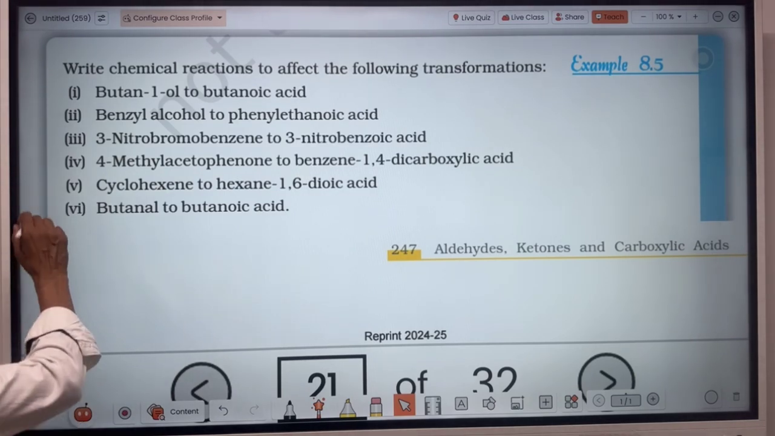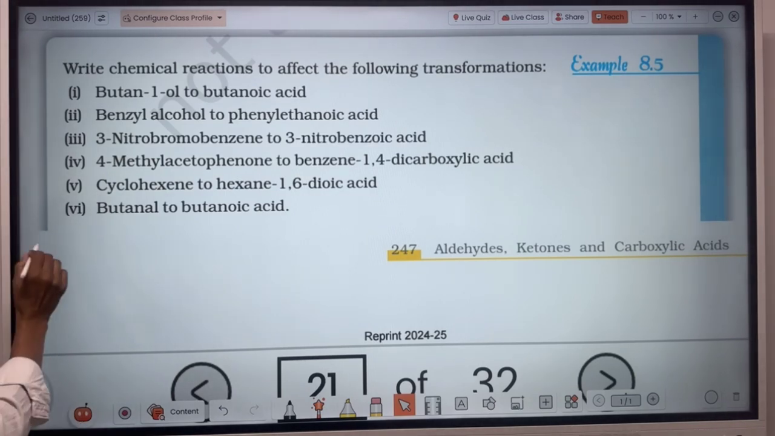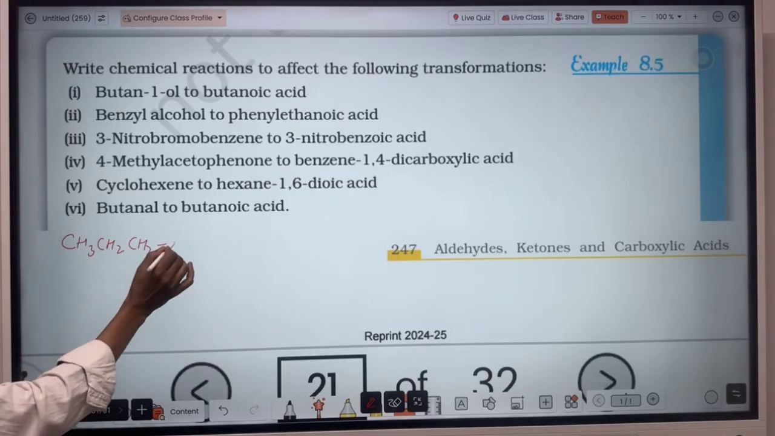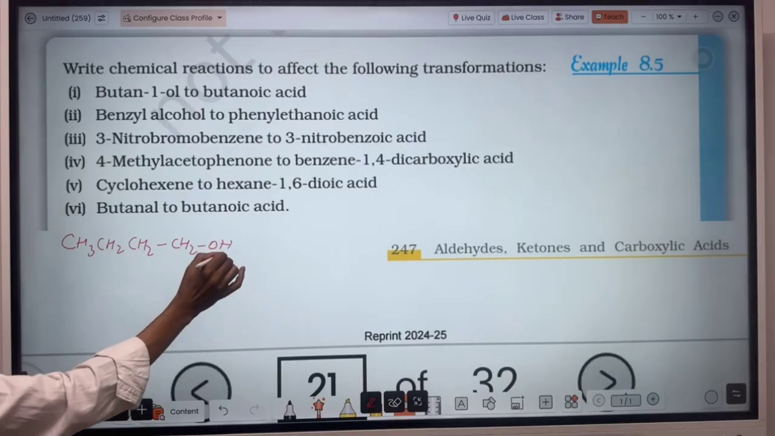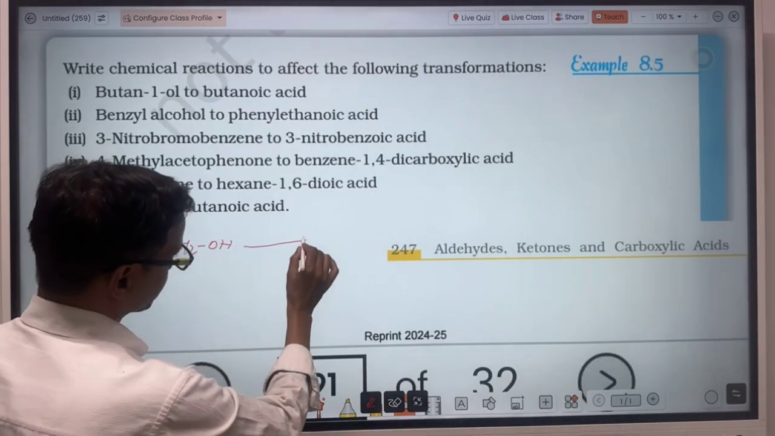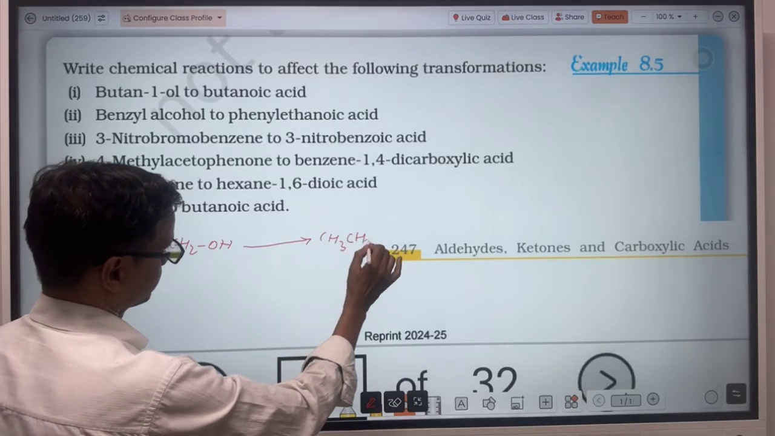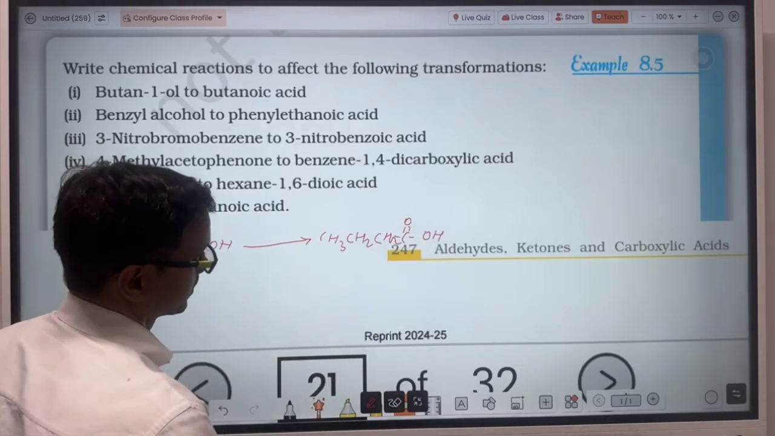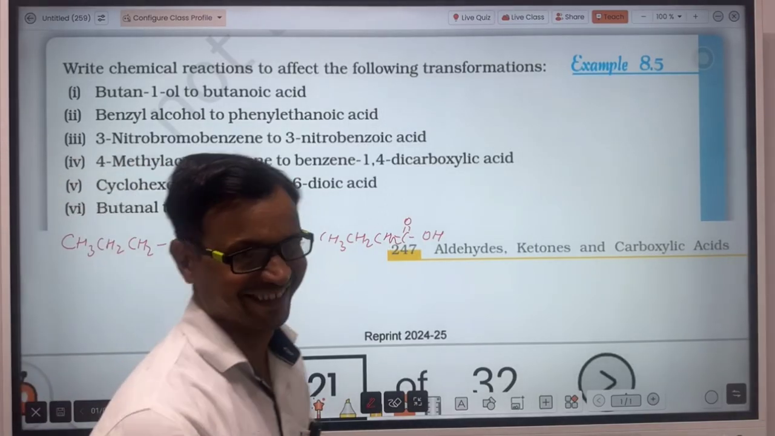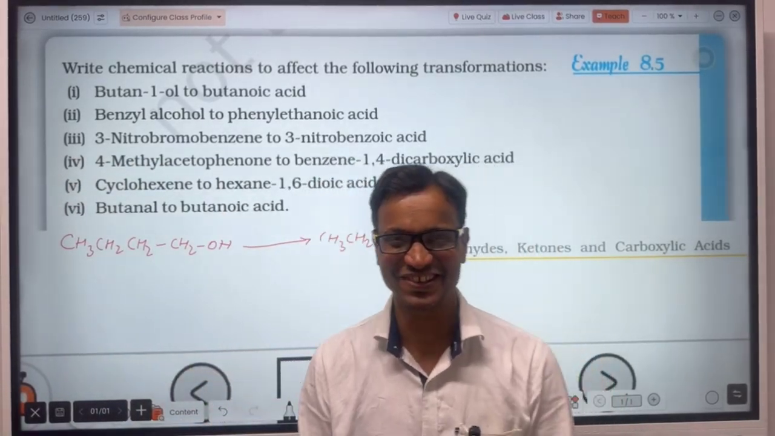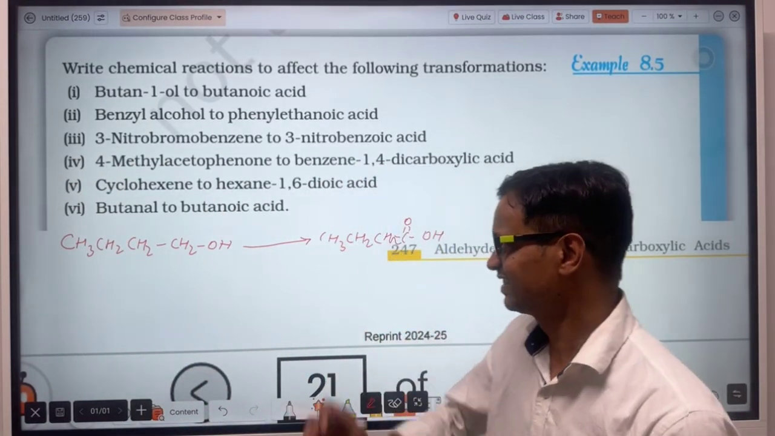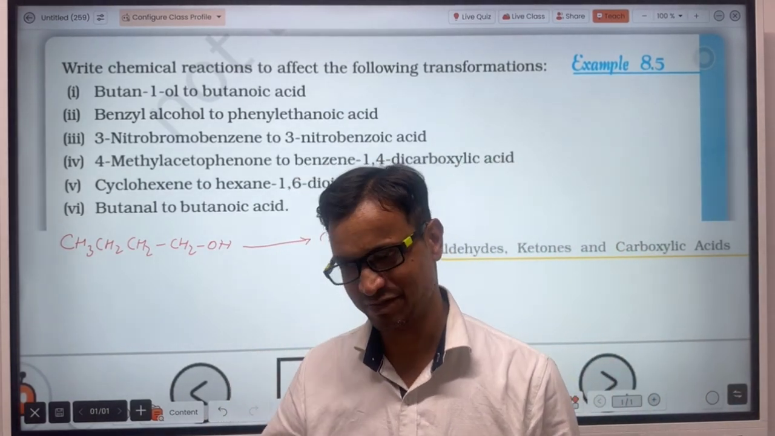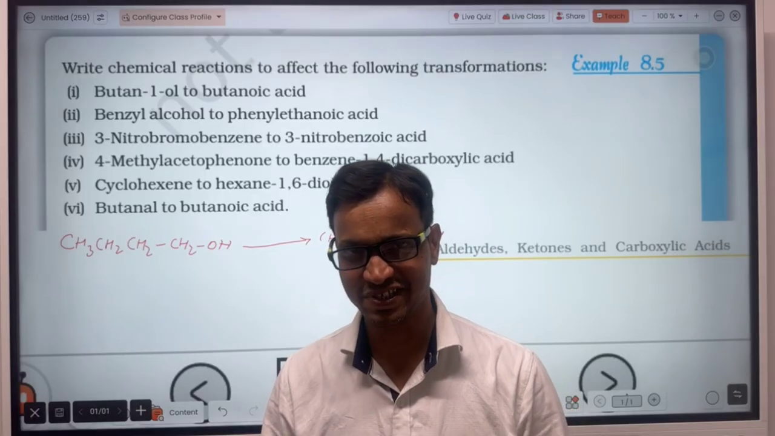So first we draw the structure of butan-1-ol. This one is butan-1-ol, and that goes to butanoic acid. If you have watched the earlier classes, then very easily you can do this. And even if you have not watched the earlier classes, then also you can do it.